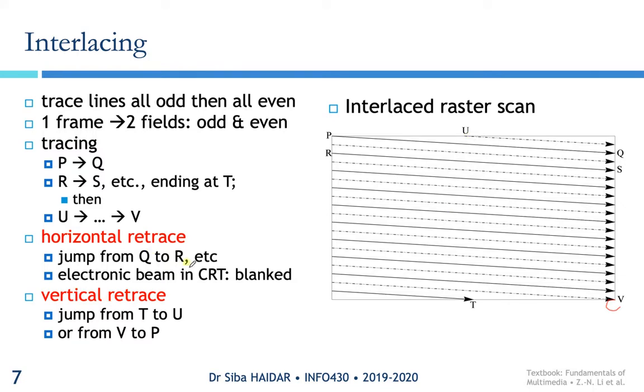So the horizontal retrace is the jump from, for example, Q to R. Let us see here. This is Q, the end of the line, to the beginning of the next line. In this case, because we are talking about analog signal, the electron beam in the CRT in the screen will not be lit, will be blanked, because you don't want to see the retrace, you only want to see the tracing. Okay, so we turn off, if you want, the electron beam until we go back to the beginning of the new line and we turn it on.